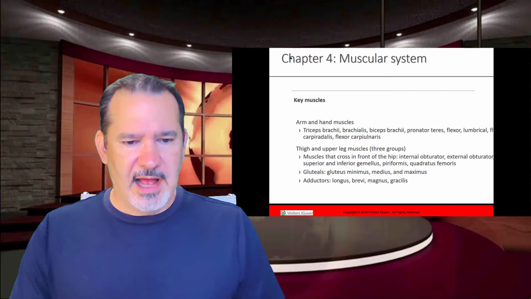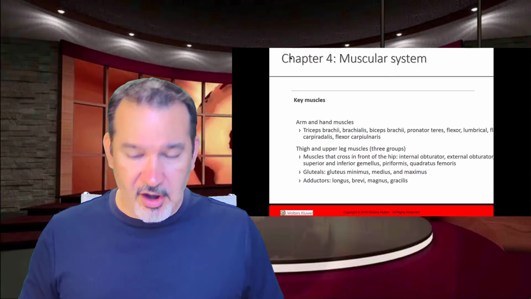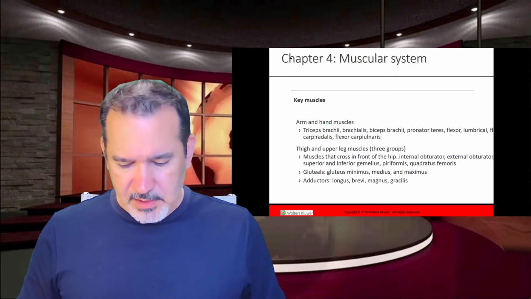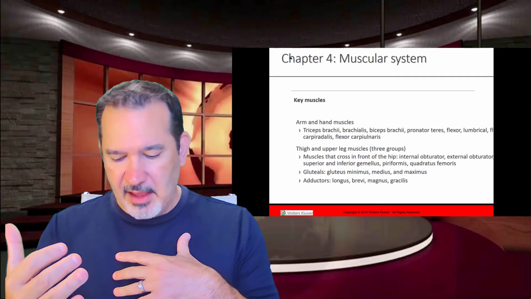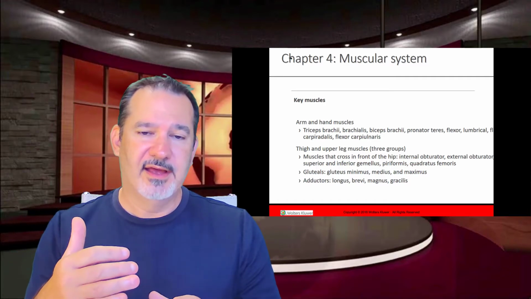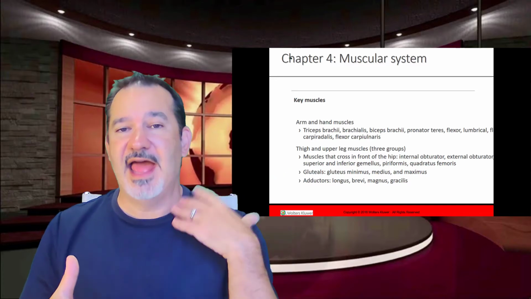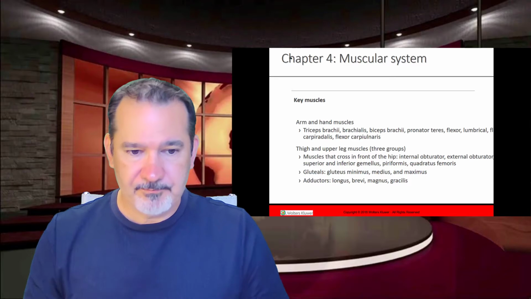Okay, let's see, key muscles in the hands and the arms. The brachialis, the triceps brachii, these all help us to extend and flex and to abduct and adduct our lower arms.